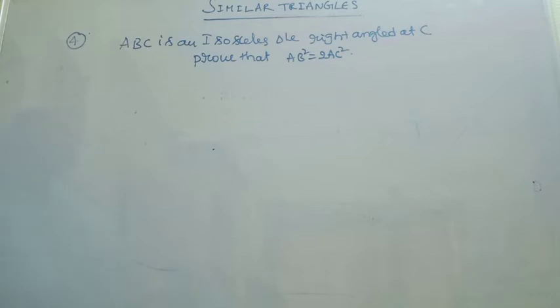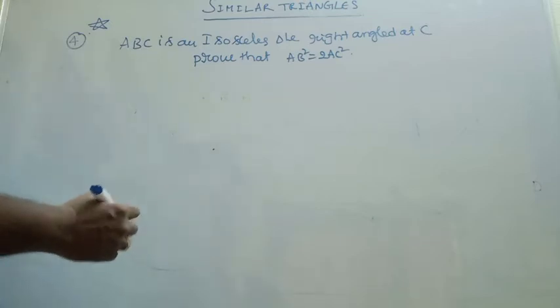Now see another model, a very important problem. This is also a star marked problem. What I am explaining are all very important models. ABC is an isosceles triangle, right angled at C. Prove that AB square is equal to 2AC square.